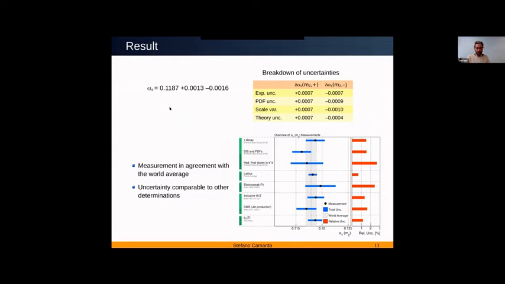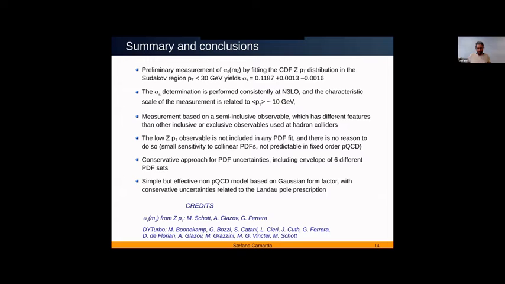So coming to the result. Summing up all uncertainties, the measured value of alpha S is 0.1187 using NNPDF 4.0, but an envelope of PDFs for determining the uncertainties, and plus 1.3 times 10 to the minus 3, minus 1.6 times 10 to the minus 3 is the uncertainty. And here I repeat again the breakdown of the uncertainties that I described before. This is basically in agreement with the world average, and the uncertainty is comparable to other determinations as summarized in this plot. So to summarize, this is a preliminary measurement of alpha S using an observable, the Z pT distribution in the pseudo-Cope region, and using the CDF data.